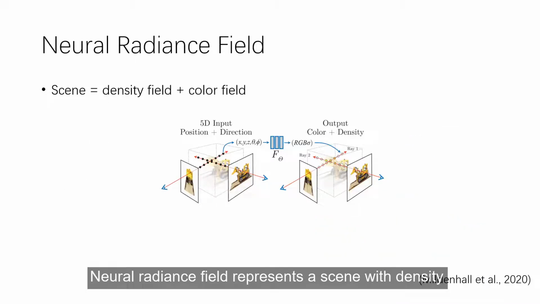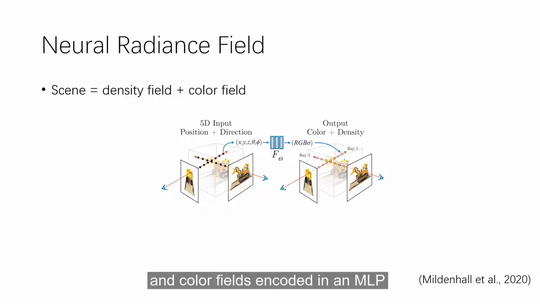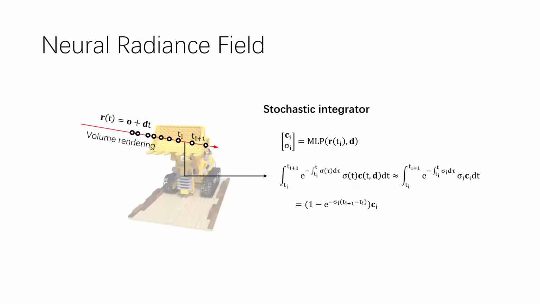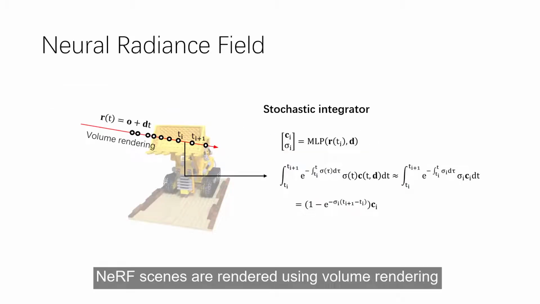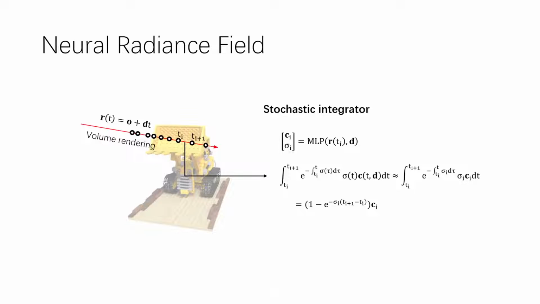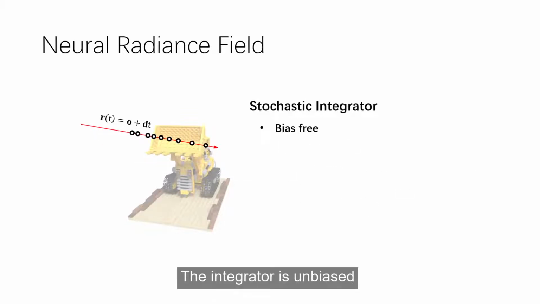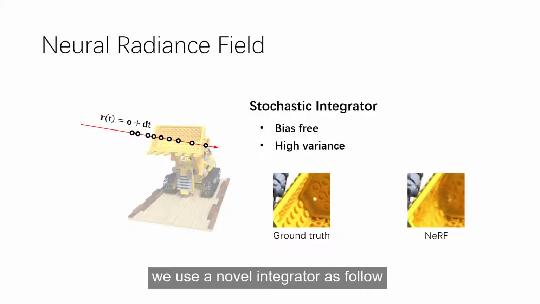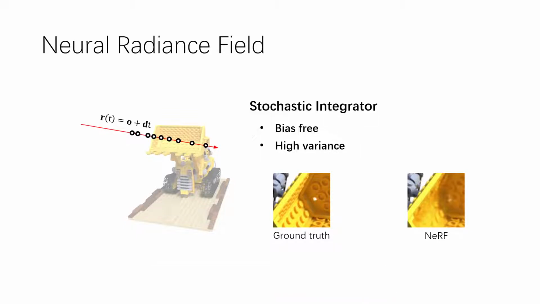Neural radiance field represents a scene with the density and the color fields encoded in an MLP. The MLP is learned by comparing renderings with the ground truth. NeRF scenes are rendered using volume rendering, and the volume rendering integral is estimated with the Monte Carlo method, which is stochastic. The integrator is unbiased, but the variance in the integral estimates produces a variety of effects, including losing details. To reduce the variance issue, we use a novel integrator as follows.